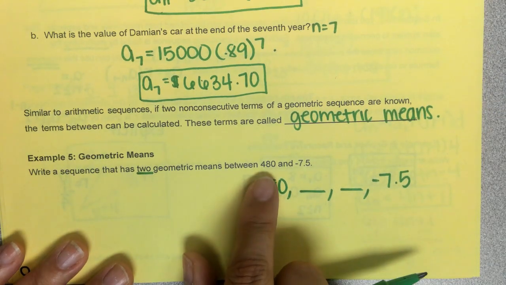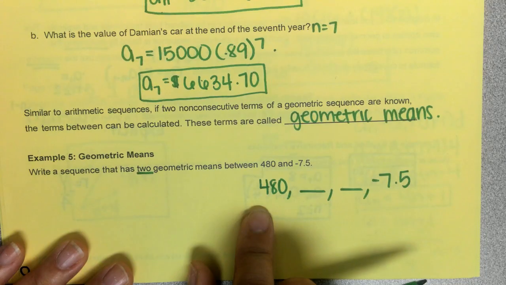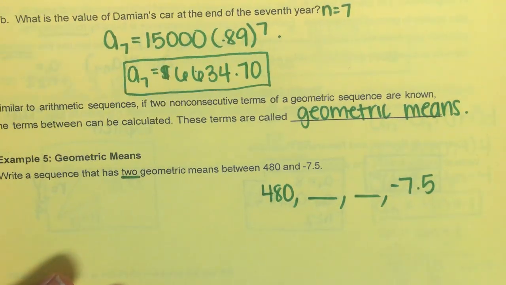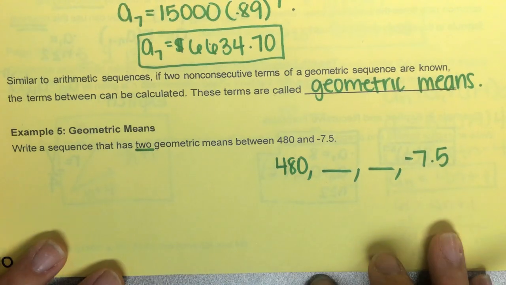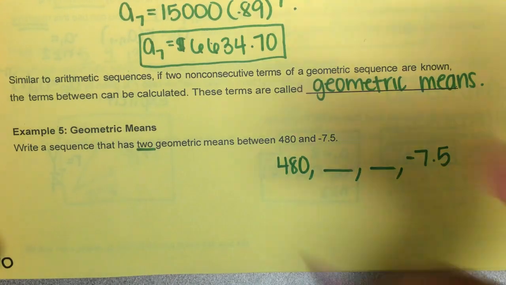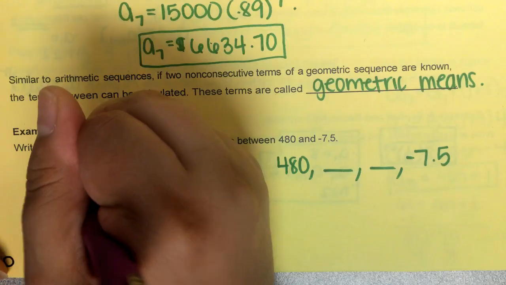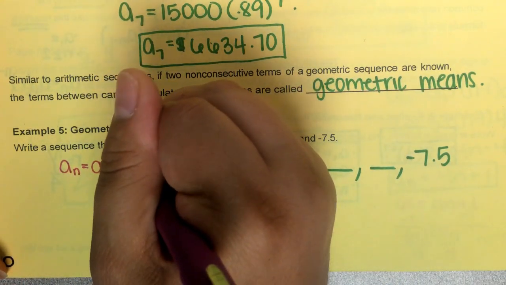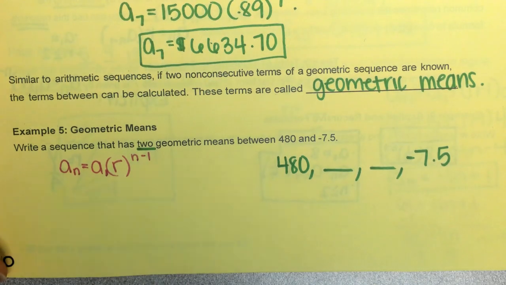Hey y'all, do you see how I wrote 480 first? That needs to come first in your sequence. On the quiz, some of y'all flipped it around. All right. For arithmetic, what did you do? Didn't we subtract them? Okay, we're not doing that for geometric. For geometric, we are going to use our explicit formula. Everybody write down the explicit formula, please.